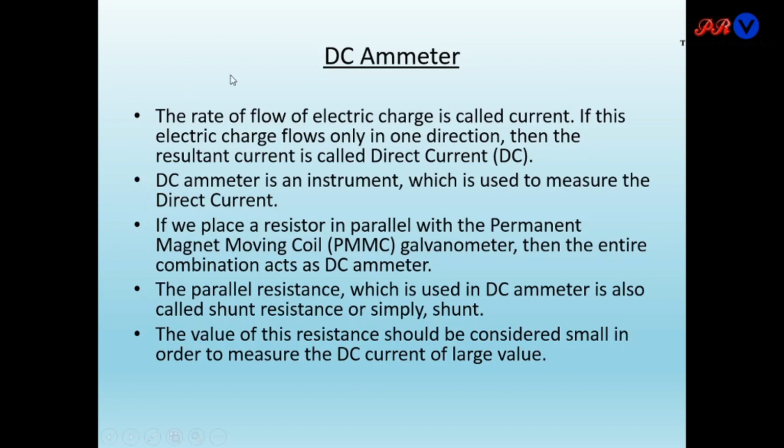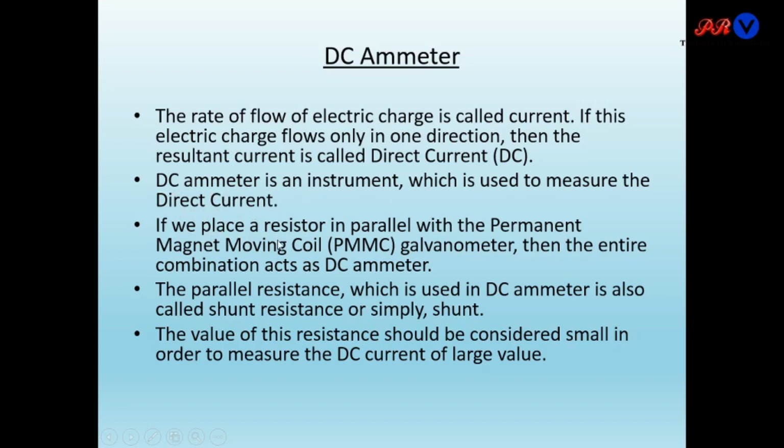Now we will study the DC ammeter. The rate of flow of electric charge is called current. If this electric charge flows only in one direction, then the resultant current is called DC current. This is the definition of direct current. A DC ammeter is an instrument which is used to measure direct current.